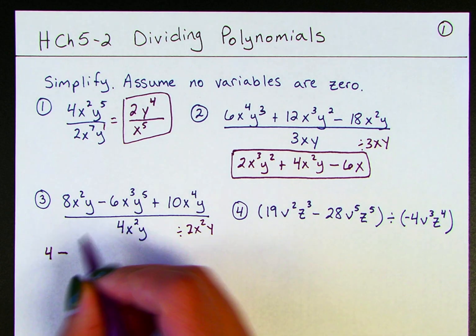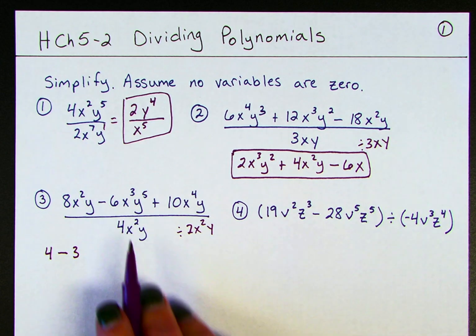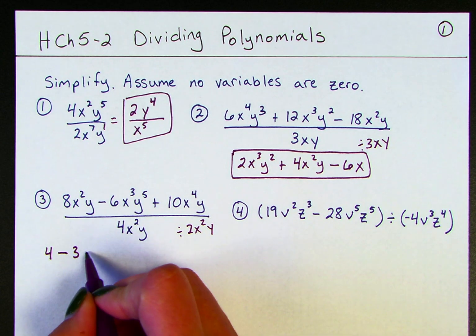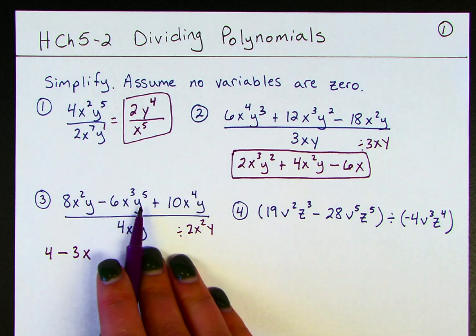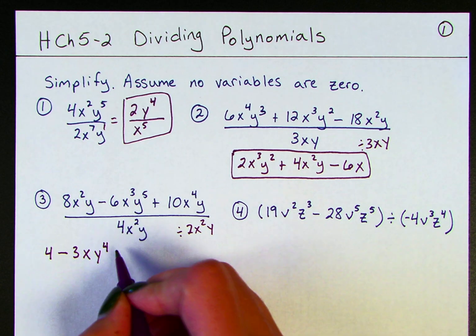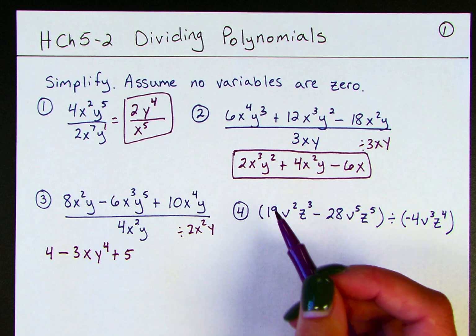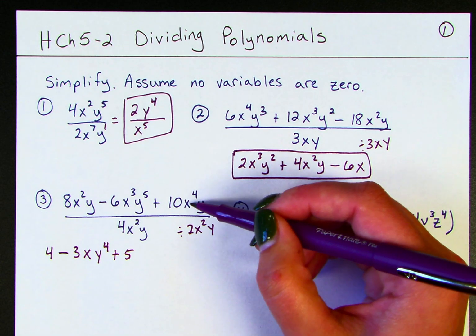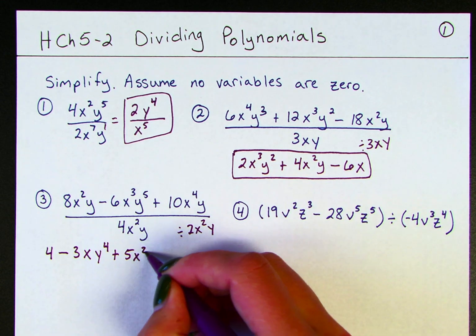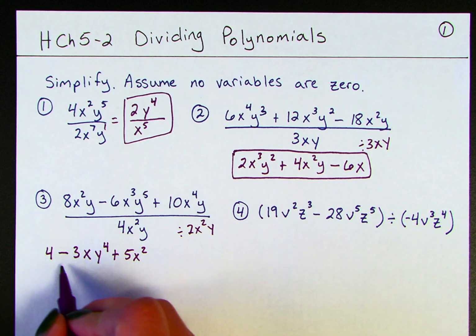And then I'm keeping my sign. 6 divided by 2 is 3, and then I'm taking 2 x's away, so I'm going to have 1 left, and I'm taking 1 y away, so that will be y to the 4th. 10 divided by 2 is 5, and then for the exponents we are subtracting. So if I take 2 x's away, that means I will have 2 left, and if I take 1 y away, I'm not going to have any left.